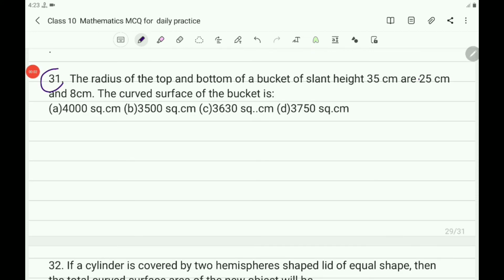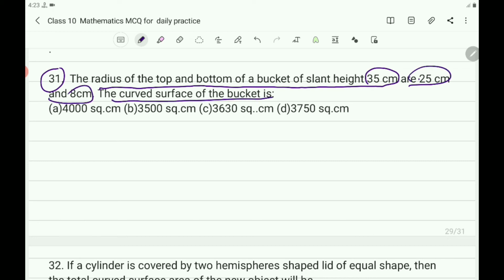Now take question number 31. Radius of the top and bottom of a bucket of slant height 35 cm are 25 cm and 8 cm. The curved surface area of the bucket. Here the bucket is in the shape of a frustum of a cone. So let us have a rough sketch of the bucket. The radius of the top is 25, the bottom is 8, and the slant height is how much?